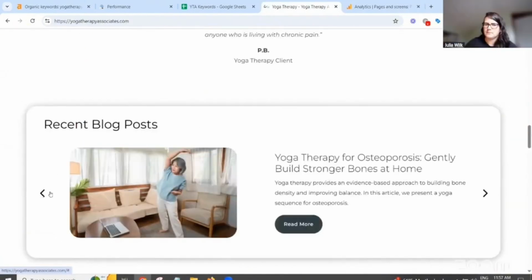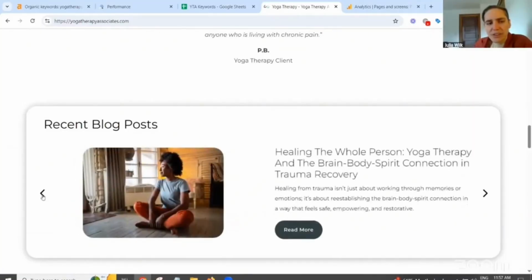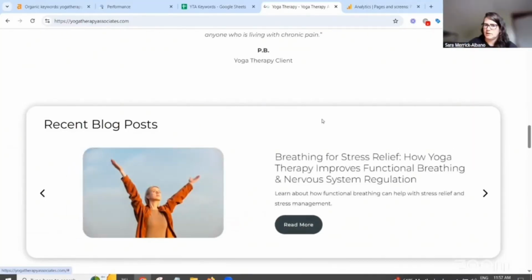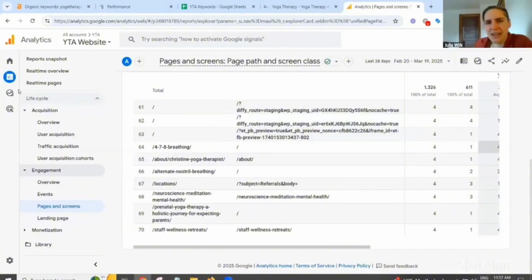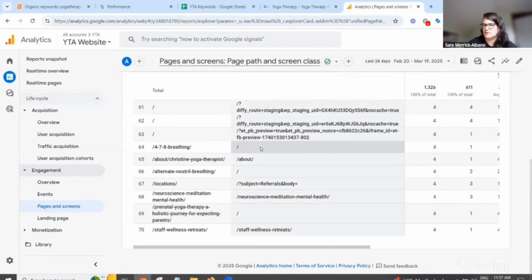That's interesting. How long ago was the 478 breathing thing published? I feel like that was a while ago. And we're looking at like the last 28 days. Or yeah, past week. Or month, yeah. I'm not sure how they're getting there.